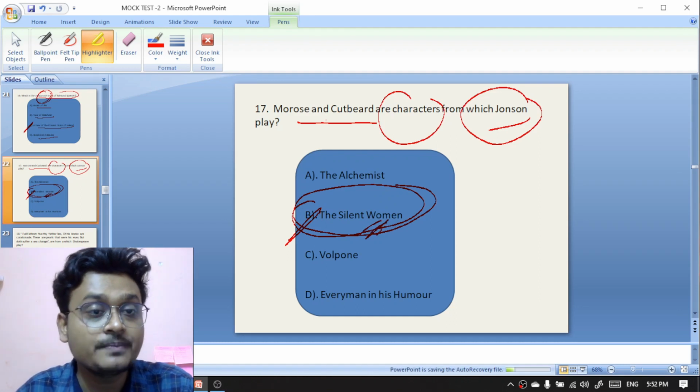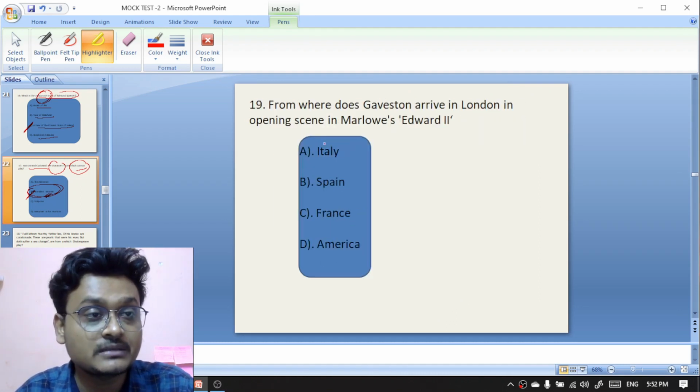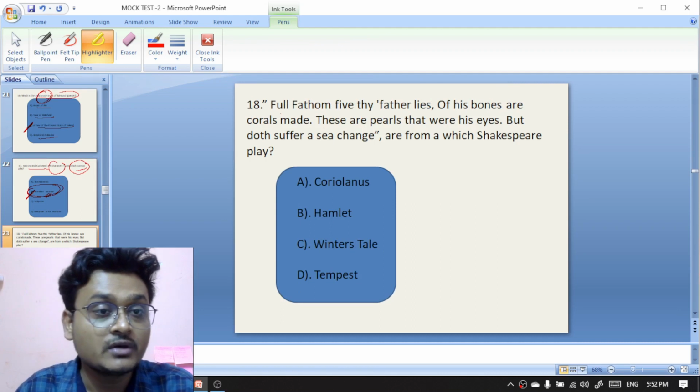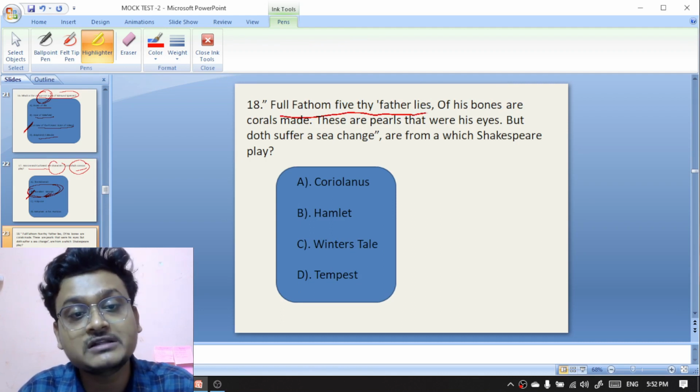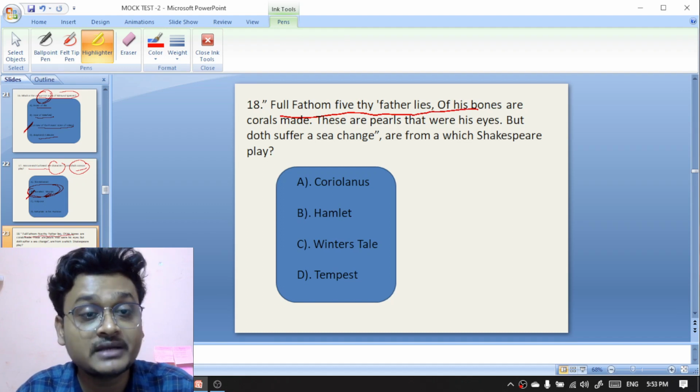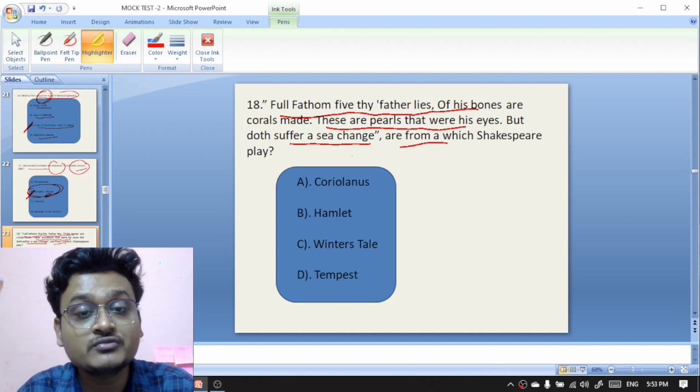Next question. Question number 18. Okay. Full fathom five thy father lies, of his bones are coral made. Those are pearls that were his eyes, but doth suffer a sea change. Are from which Shakespeare play?